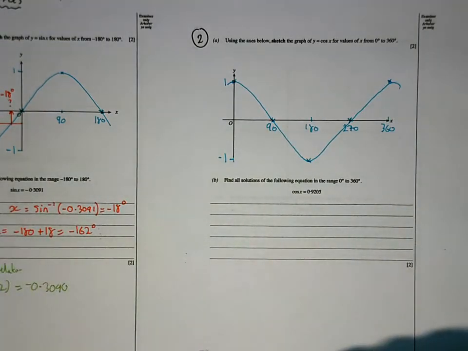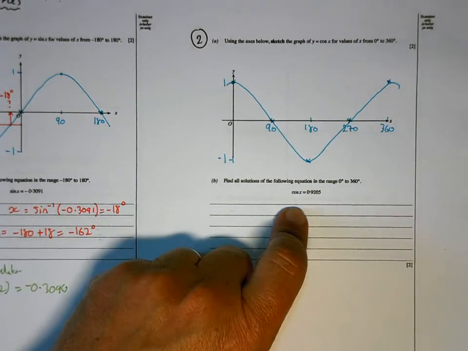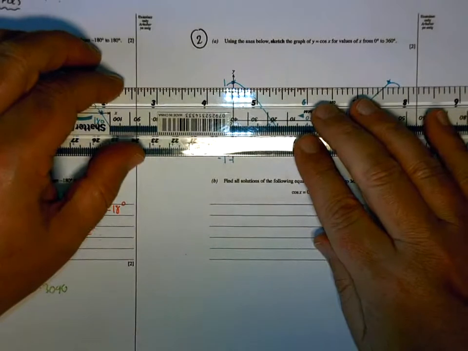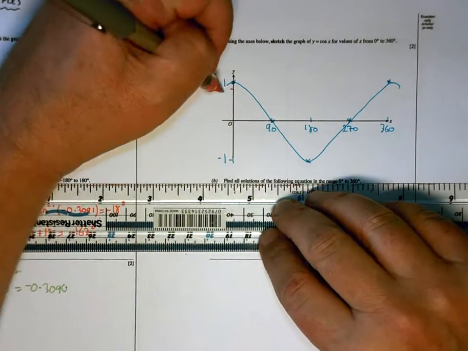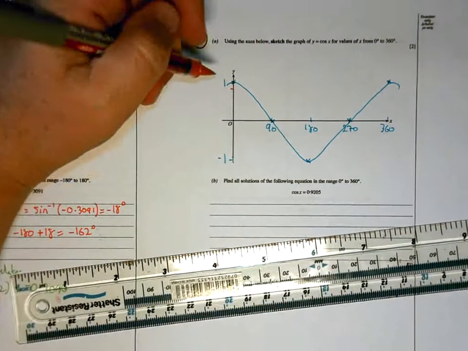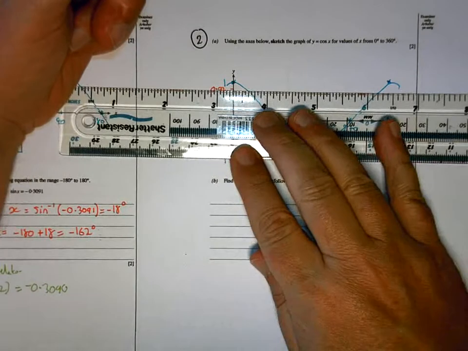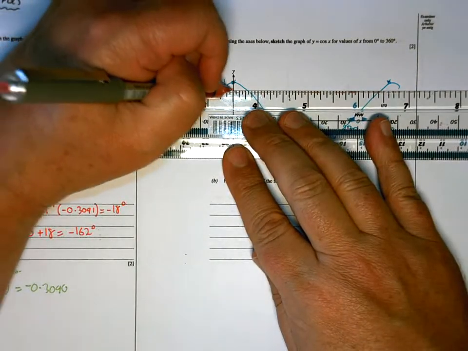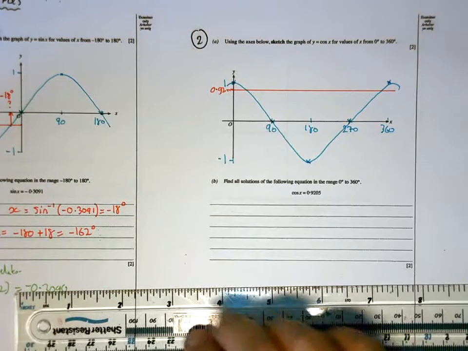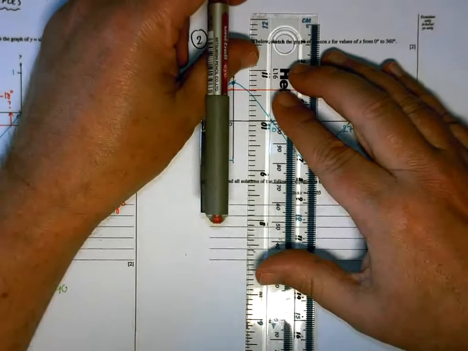Find all the solutions from the following equations. So this time it's plus 0.9. So plus 0.9 is going to be up there somewhere. Go from 0 to 1. So that's going to be 0.92. And then we draw that horizontal line from there right the way across our graph. And you can see it cuts twice.